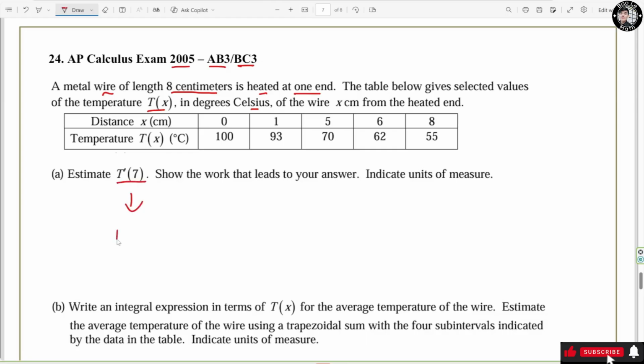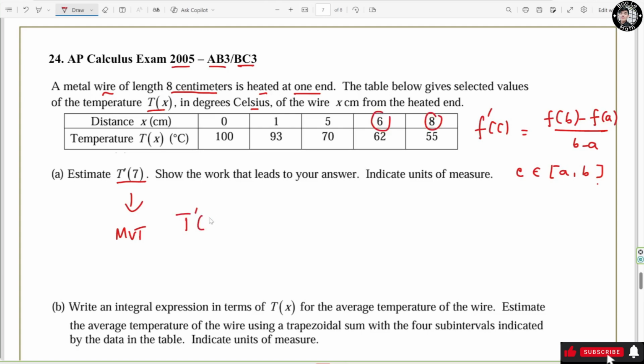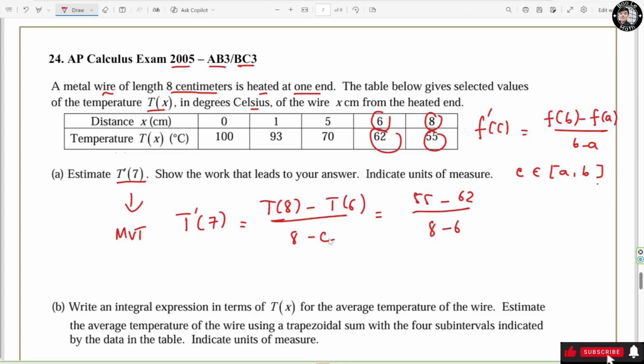Alright, so basically we need to use the mean value theorem, right? The mean value theorem is given by the formula f prime of c equals f of b minus f of a over b minus a, where c is between a and b, right? So look at this one, 7 right here is between 6 and 8, right? So I have T prime of 7 equals T of 8 minus T of 6 over 8 minus 6, right? T of 8 equals 55 minus T of 6 equals 62, divided by 8 minus 6, right? If you simplify, it's going to be about negative 3.5 degrees per centimeter, right?